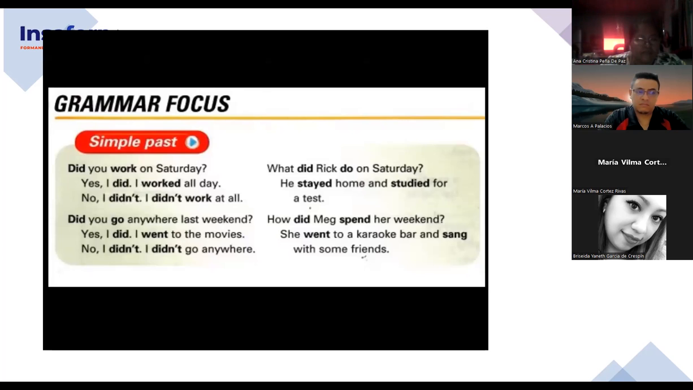What did Rick do on Saturday? He stayed home and studied for a test. How did Meg spend her weekend? She went to a karaoke bar and sang with some friends.